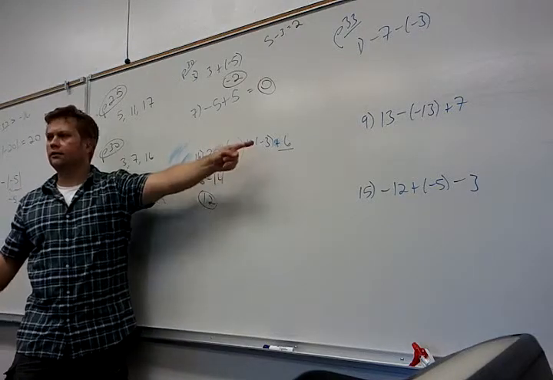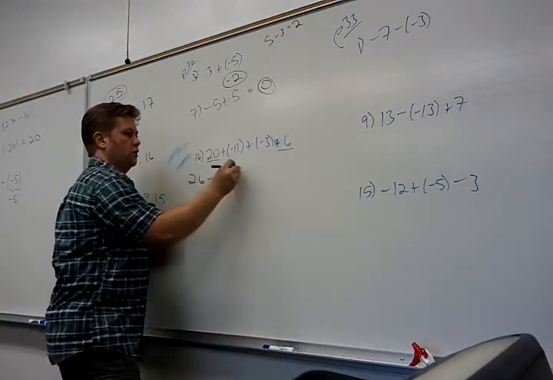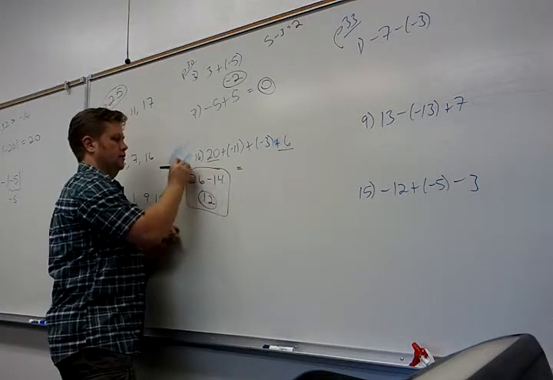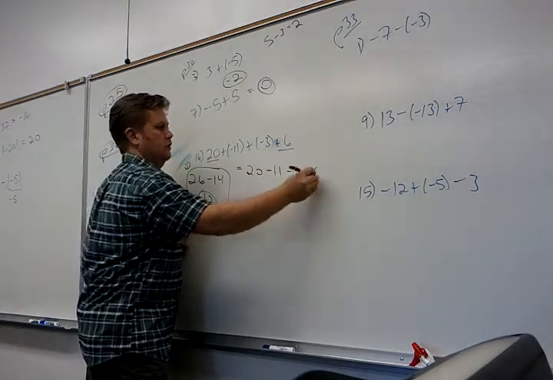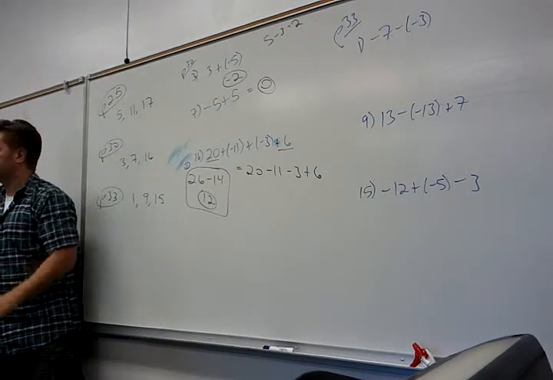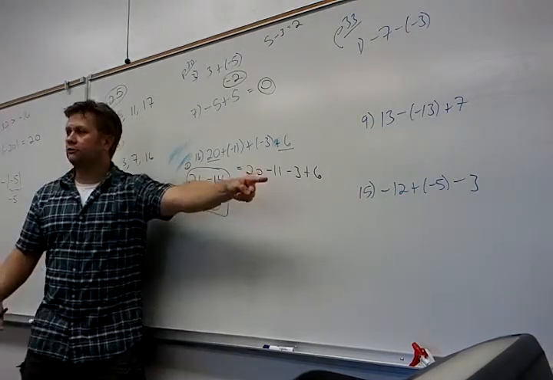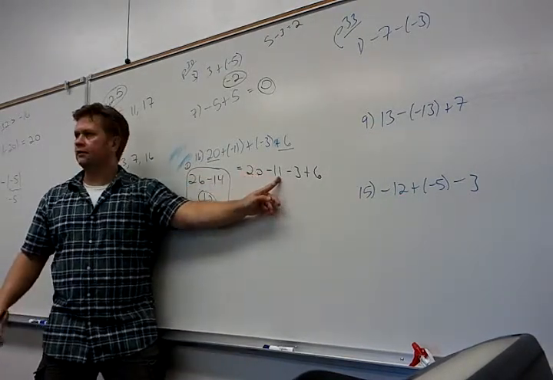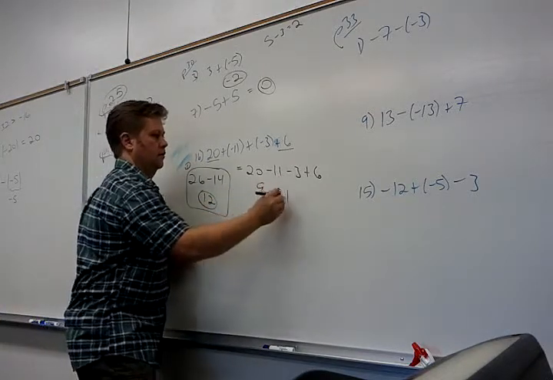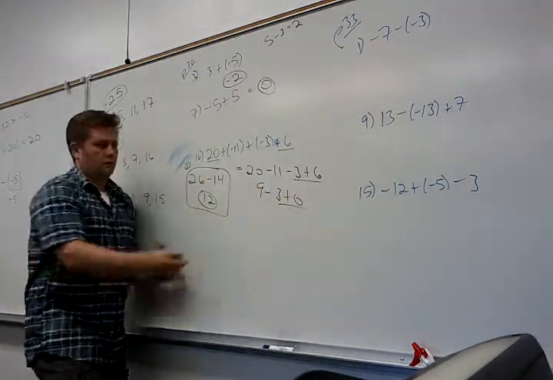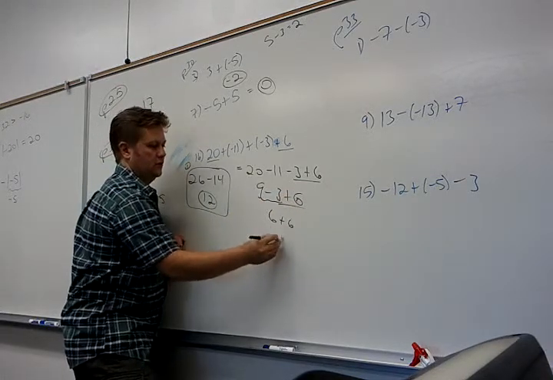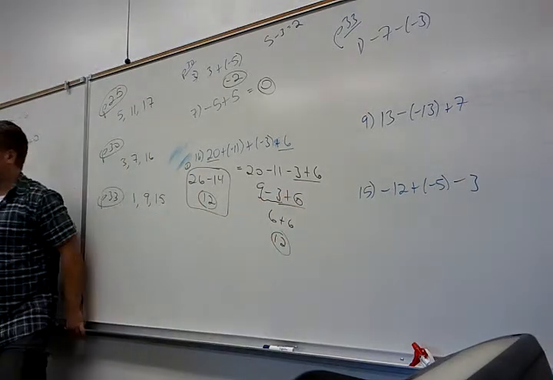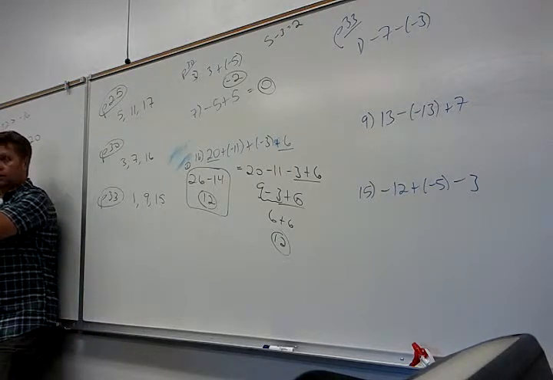Who attacked it directly? So you could, if you wanted to, write this as 20 minus 11 minus 3 plus 6, just to get rid of those double signs. And just attack it directly. 20 minus 11 is 9. And everything else is still there. 9 minus 3? 6. And 6 plus 6? 12. Thank God. Same answer either way.